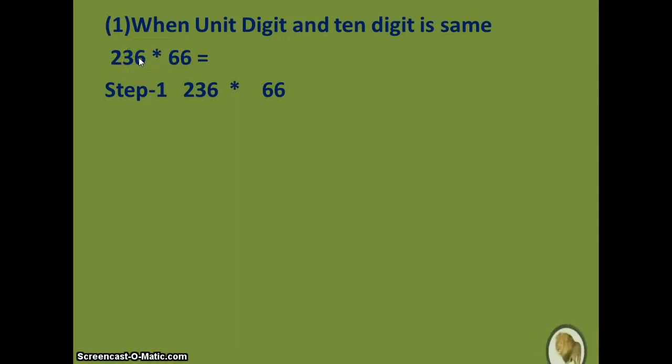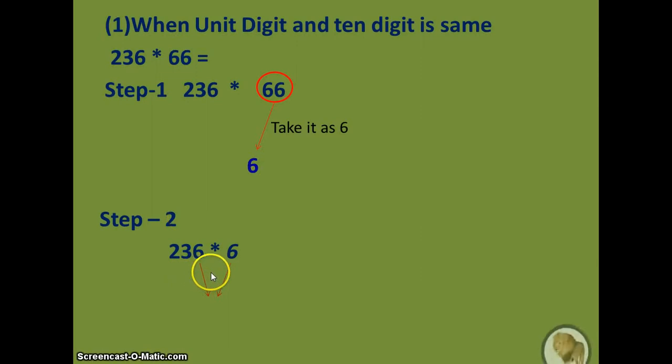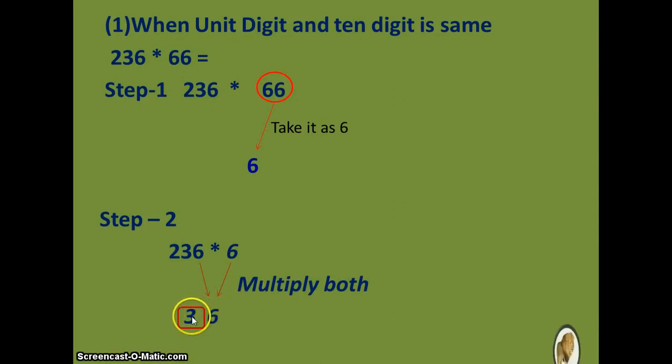Look here. First you take 66, but you take it as a single 6 digit. If it is 99, then you take it as a single 9. Now you are taking it as a single 6. Now step 2. You have to calculate this 6 with the last 6. How much is 6 into 6? 36. Multiply both. This is 36, so 6 is written and 3 goes in carry.